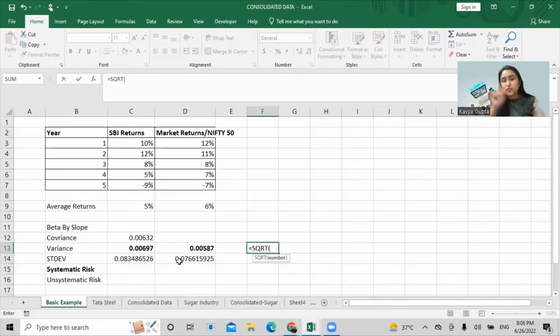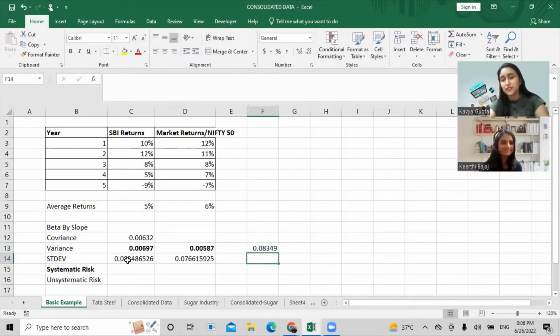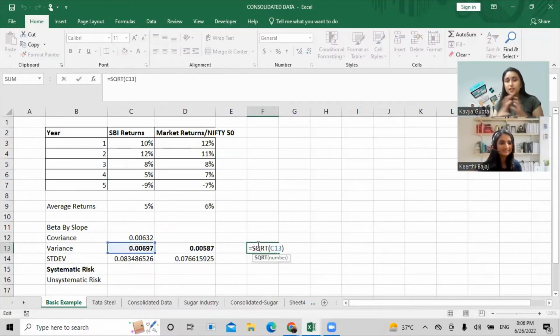So is variance the square root of standard deviation, or is standard deviation the square root of variance? Variance is the square root of standard deviation. No, sorry, the opposite. Exactly. Standard deviation squared is equal to variance. So if I calculate the square root of the variance, what do I arrive at? The standard deviation. So standard deviation is simply the square root of the variance.